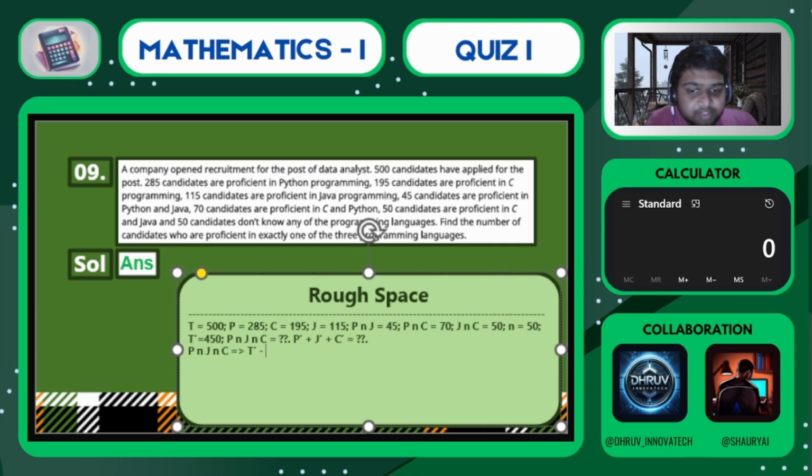So total minus sum of single languages. Then we will add the sum of all double languages known. From this, we will get the sum of triple languages, or all languages known people.